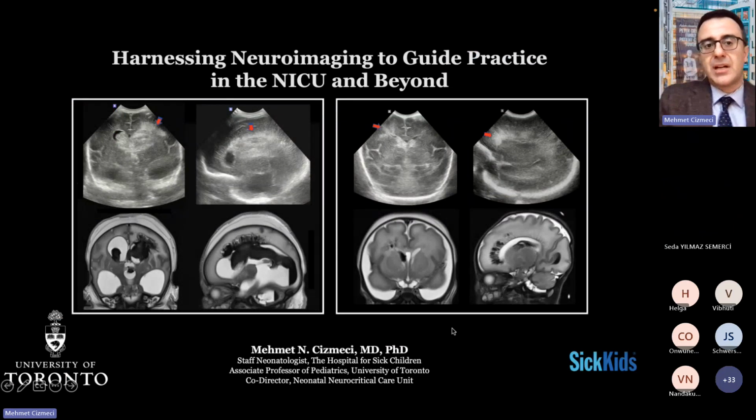Today I'm going to talk about harnessing neuroimaging to guide our practice in the NICU and in the neurodevelopmental follow-up clinic.